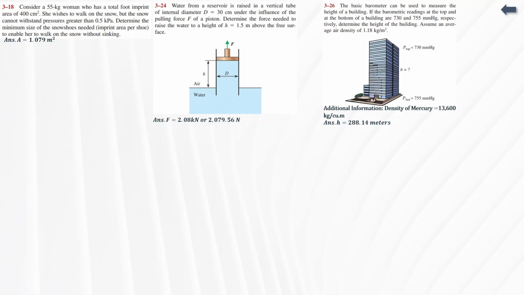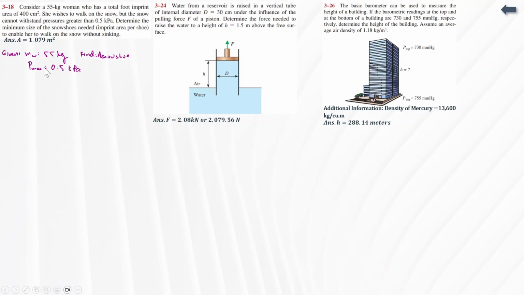So let's go with the problem. We need to know the area that the snowshoes will use. If you know the movies for countries that have heavy snowfall, they require shoe attachments. They look like tennis rackets, to be honest with you. I haven't worn one.